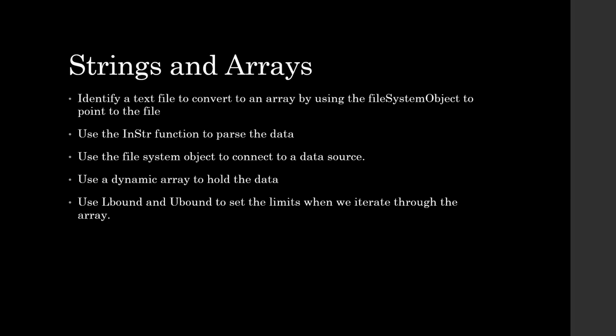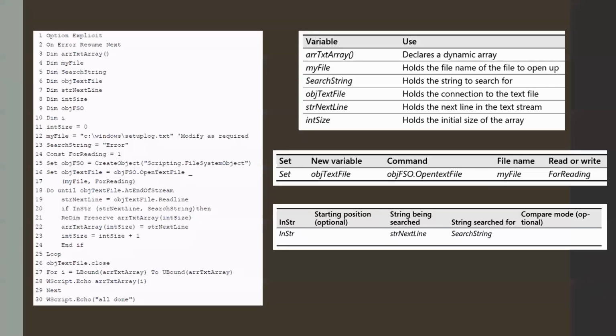And then two commands that we can use going through the strings in a file and the arrays. We've already talked about the UBound, which is the upper bound, but we also have an LBound, which is the lower bound. And when we do our iterations, we can use the LBound and UBound to figure out where to start and stop and where to set those limits as we go through an array.